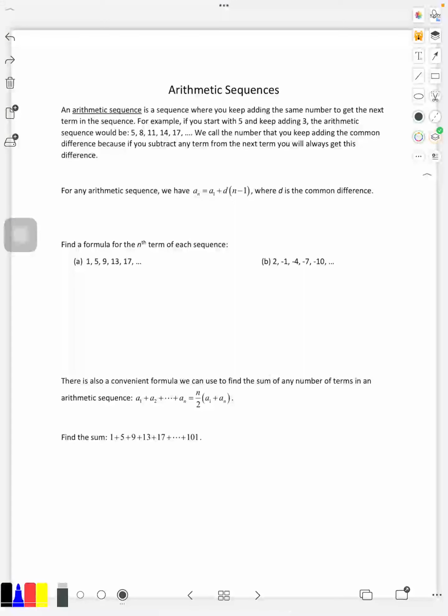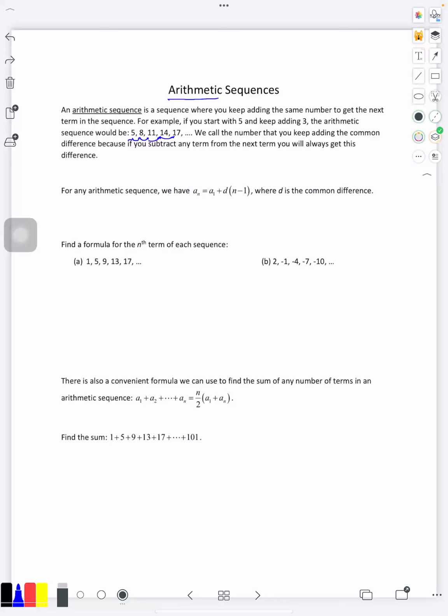In this video, we're going to learn about a special type of sequence called an arithmetic sequence. Specifically, this is where you start with some number and then you keep adding the same number to it each time to get the next number in your sequence. So in this case, 5 plus 3 is 8, plus 3 is 11, plus 3 is 14, plus 3 is 17, plus 3 is 20, and so on forever. This is a special thing called an arithmetic sequence.